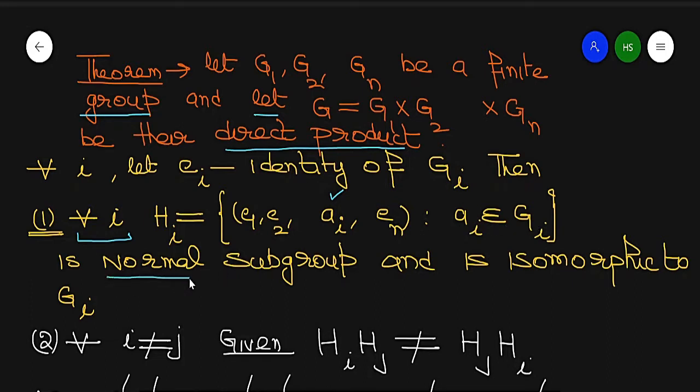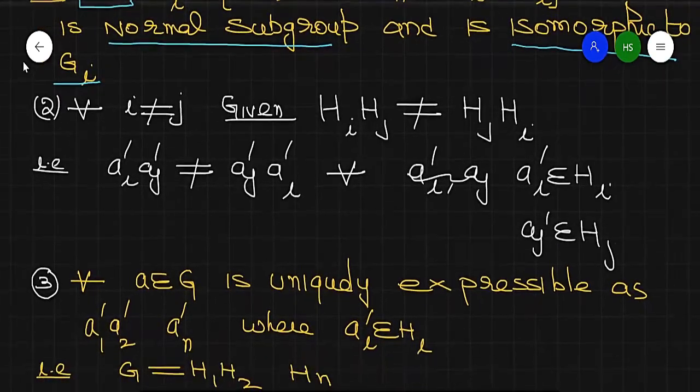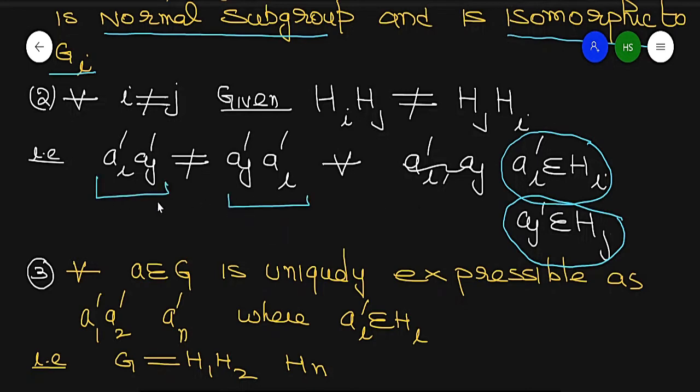Now we have to prove, number one, that it is a normal subgroup, and number two, that it is isomorphic to Gi. So it has two properties: one is that it is a normal subgroup, and the second is that it is isomorphic to Gi. And the second property: Hi and Hj commute with each other. It means if I take one element from Hi and a second element from Hj, where i and j are distinct, they commute with each other, so the commutative property holds.